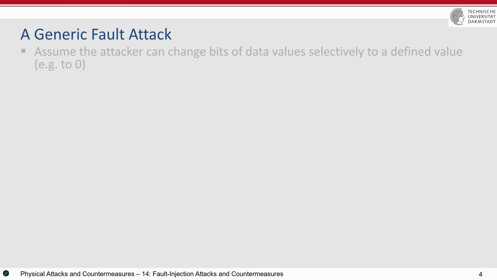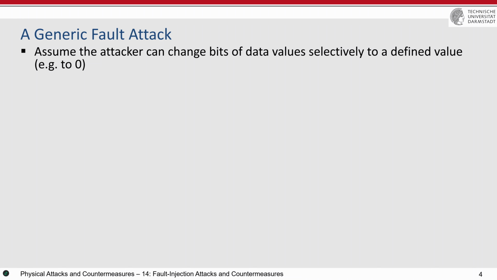Yeah, these are the things that I already explained. And now we see a general fault attack. Assume the attacker can change bits of data values selectively to a defined value. First of all, we have three main models for the faults.